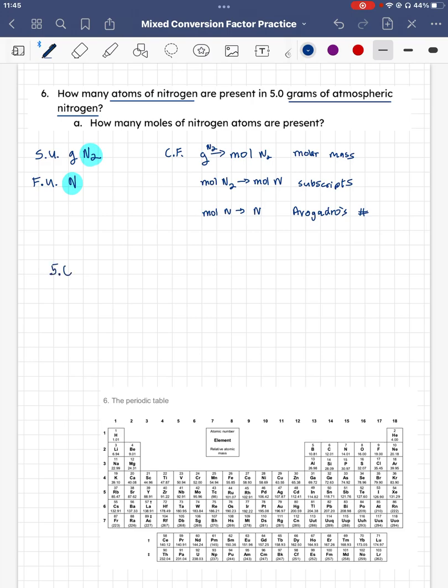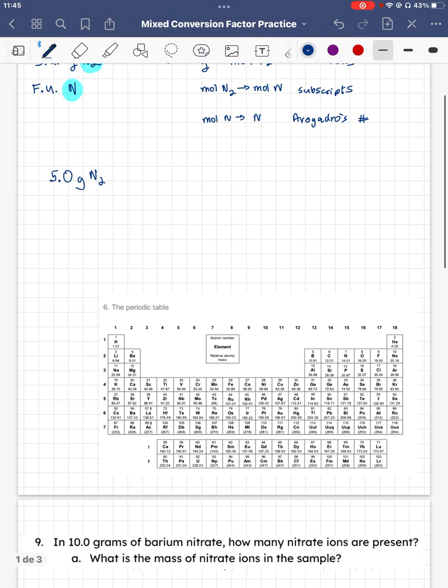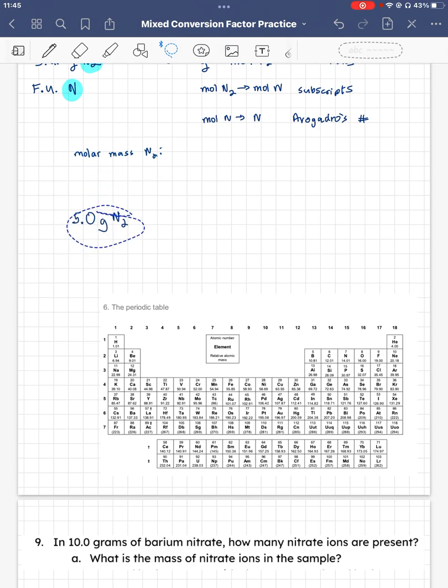I'm going to start with 5 grams of nitrogen, and I see I'm going to need to find the molar mass of nitrogen, which might be easier to do before you even start doing your dimensional analysis. I'm actually going to switch the order here just so we have the molar mass done before we jump into our dimensional analysis. So nitrogen, I find it on the periodic table. It has a molar mass of 14.01, and there's 2 nitrogen atoms in every N2. And so that's going to give me a molar mass of 28.02 grams per mole.